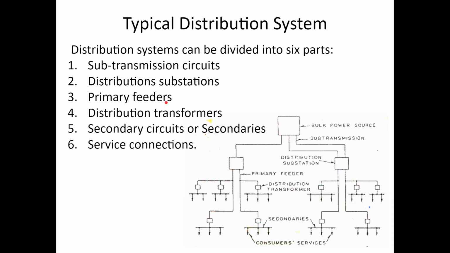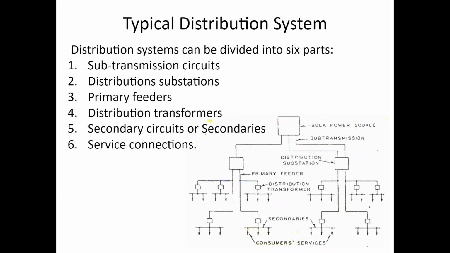Primary feeders are the lines going to each and every small area of the city. For example, one primary feeder will be coming to the college. One primary feeder will be going to Al Nahda. Sometimes, if it is a big area, more than one line may go. One will be going to Al Subh. One will be going to Ain Al Nawa.